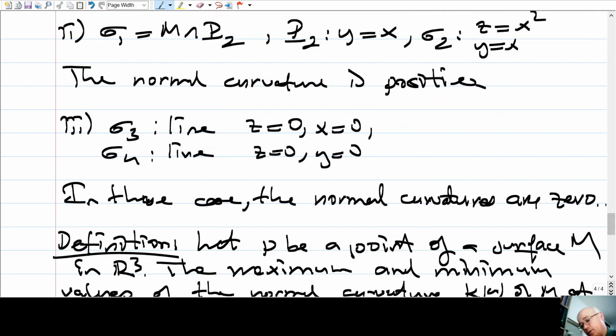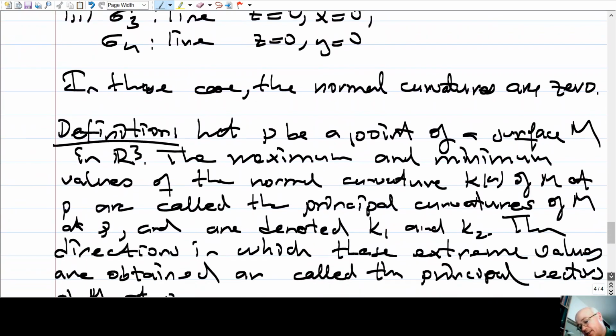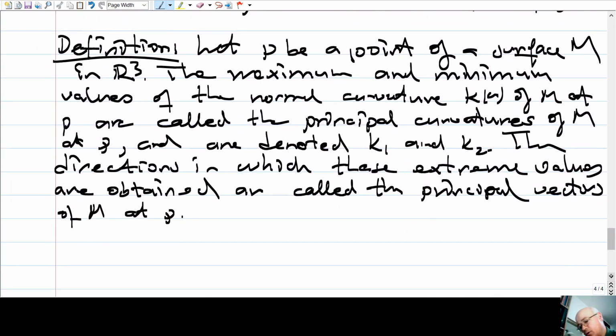Well, you may wonder why these maximum and minimum values exist. The reason is the following. If you are at a point P, then the unit tangent vectors at this point form a circle actually. They can be parameterized by a circle, which is a compact subset.